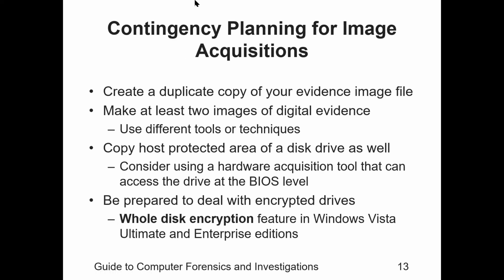Contingency plans, that's the one we talked about: come up with a plan A, then save a second version, a third one, so that you don't lose the information. We create duplicate copies of this evidence image file. We make at least 2 image files of digital evidence, and we use different tools or techniques. We copy host protected areas of a disk drive as well. And of course, we consider hard drive acquisition tools that can access the drive at the BIOS level.